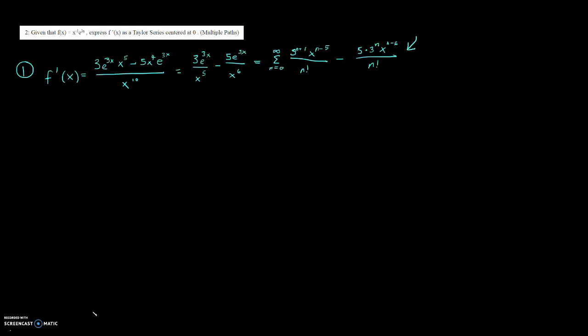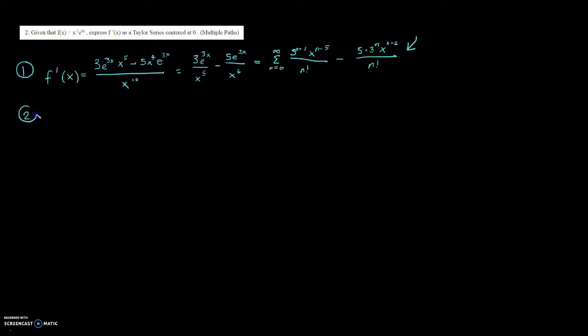Now let's start the non-calculator section of this worksheet. So number 2. Given that f of x is equal to e to the power of 3x over x to the power of 5, express f prime of x as a Taylor series centered at 0. So there are multiple ways to solve this problem. So I've already written out path number 1, which is to find the derivative of f of x and then rewrite that as a power series. However, there is a more efficient way to solve this problem.